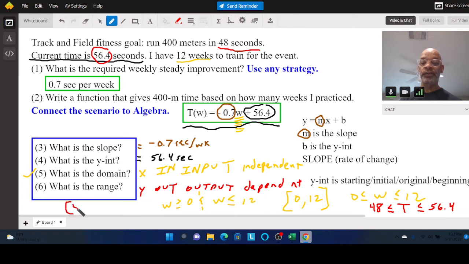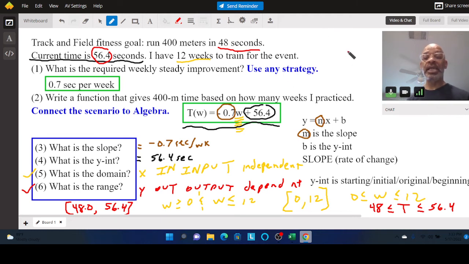Since it includes 48, I'm going to put 48.0 even. Use a bracket, and the highest 56.4. Although I'm starting at 56.4 and working my way down to 48.0, this is bracketed from lowest to highest values. That will be the range for this function.